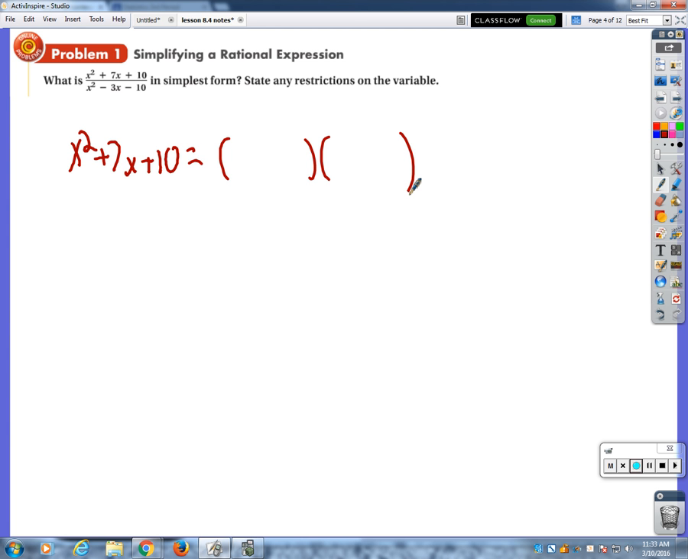So this should be fairly simple. We've done a lot of these. What goes in the front of each parentheses? X. And then I am looking for two numbers that multiply together to be 10 and add together to be 7. So that's x plus 5 and x plus 2. Does it matter what order I write those in? No, because multiplication is the same either way you do it. All right, so that's over x squared minus 3x minus 10.